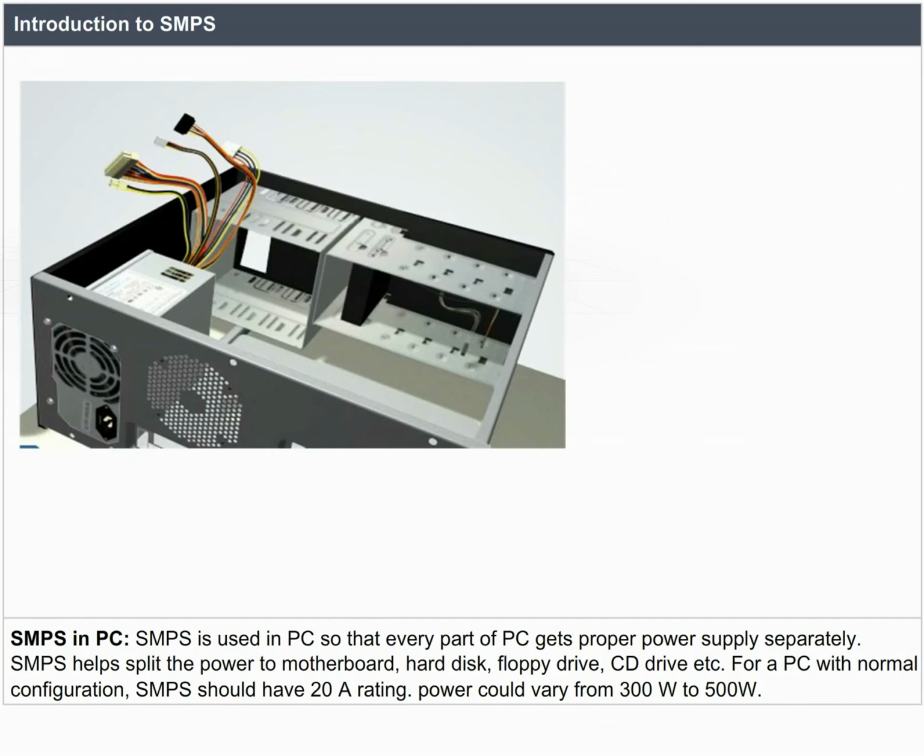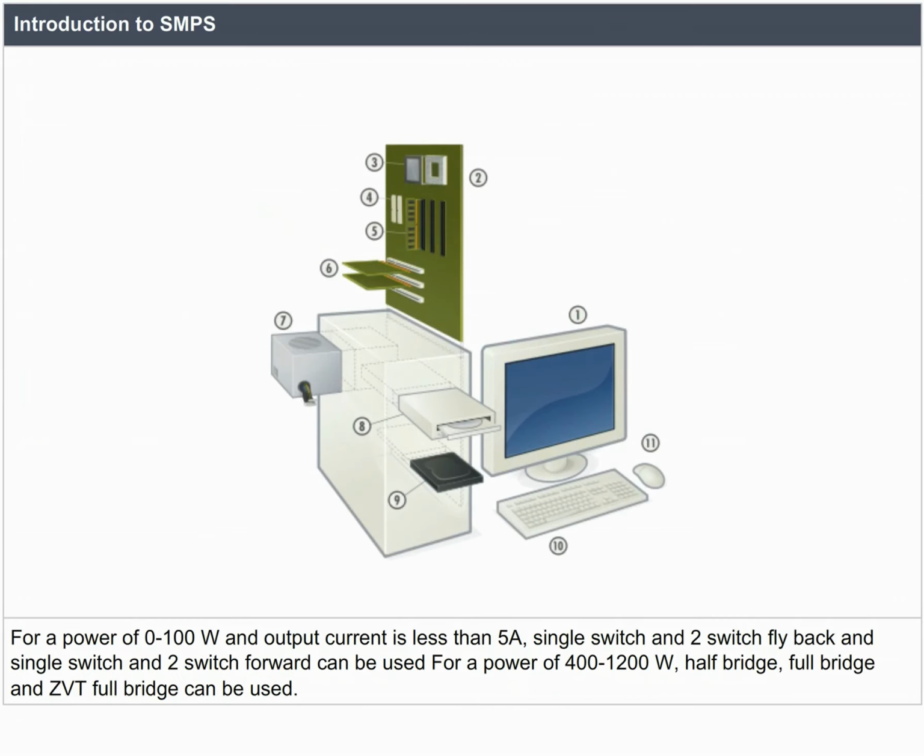For a power of 0 to 100 watts and output current is less than 5 amps, single switch and 2 switch flyback and a single switch and 2 switch forward can be used. For a power of 400 to 1200 watts, half bridge, full bridge, and ZVT full bridge can be used.